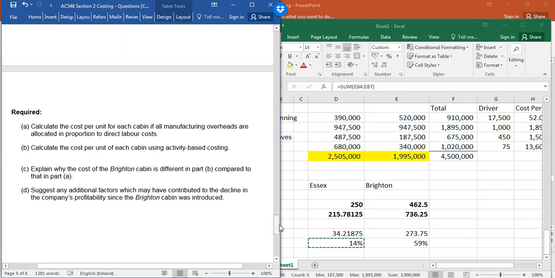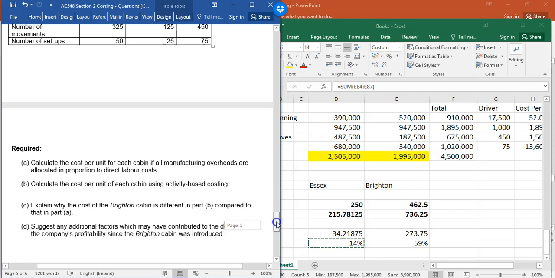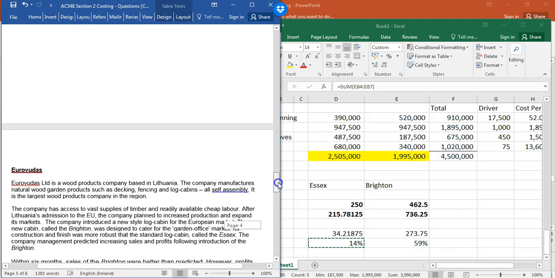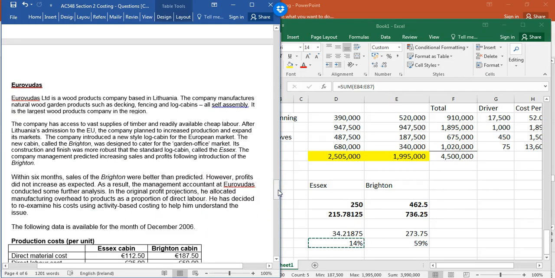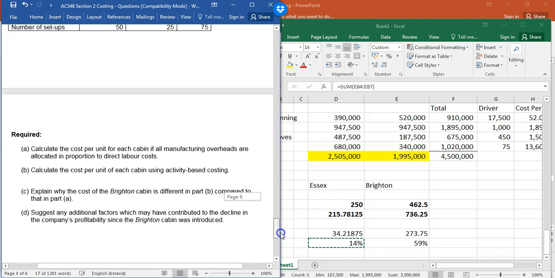And finally then, suggest any additional factors which may have contributed to the decline in the company's profitability since Brighton cabin was introduced. Now here, a lot of the time you're given flexibility for students to come up with their own commercial thinking. But what I want you to do is be able to apply to the facts of the case as much as possible. So think about what's happened here. Brighton is a new log cabin for the European market. And what you're told then is sales are better than predicted, but profits did not increase. And you're asked, well, what other reasons might have happened here?